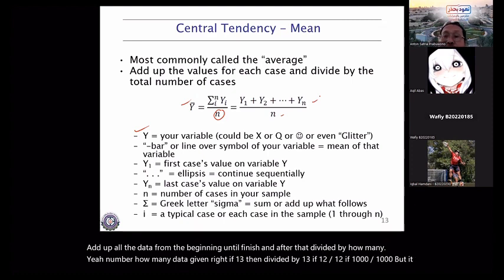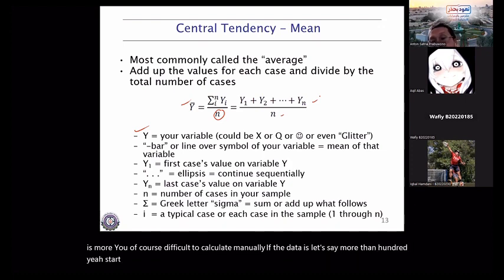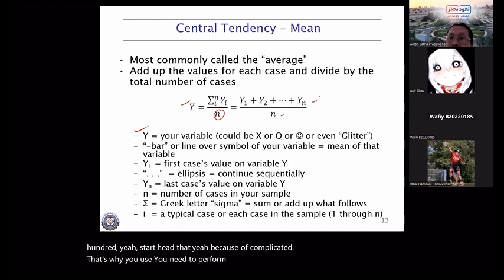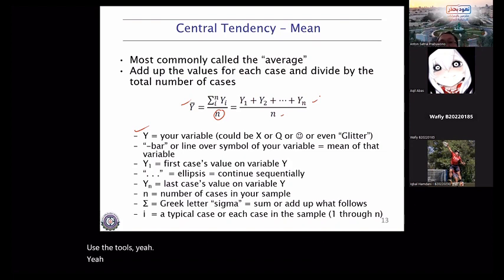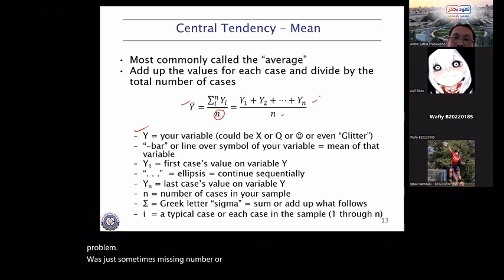But of course, it is more difficult to calculate manually if the data is, let's say, more than 100. You start to get a headache because it is complicated. That's why, when you need to perform the calculation for descriptive statistics, you need to use tools like Excel or SPSS. Then it will be very helpful. Otherwise, if you calculate one by one, it will create a problem, because sometimes you miss a number or miss a count and so on.